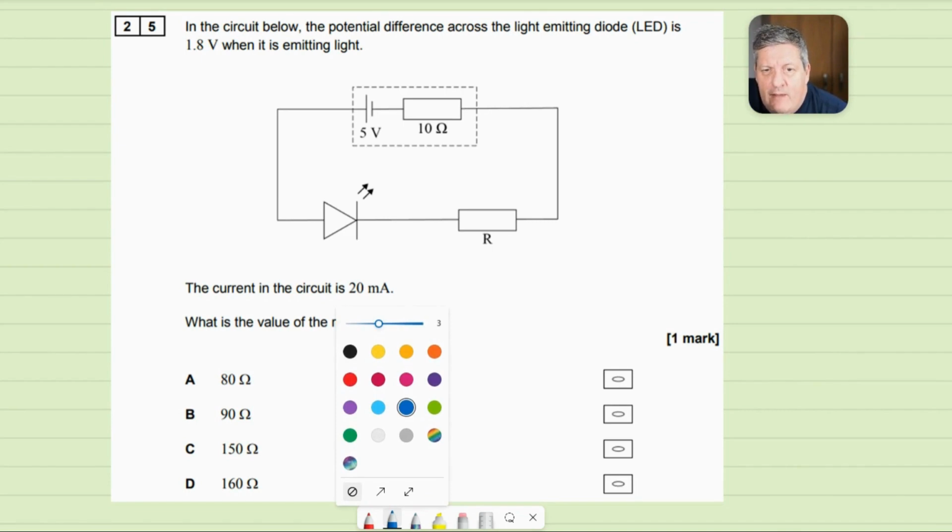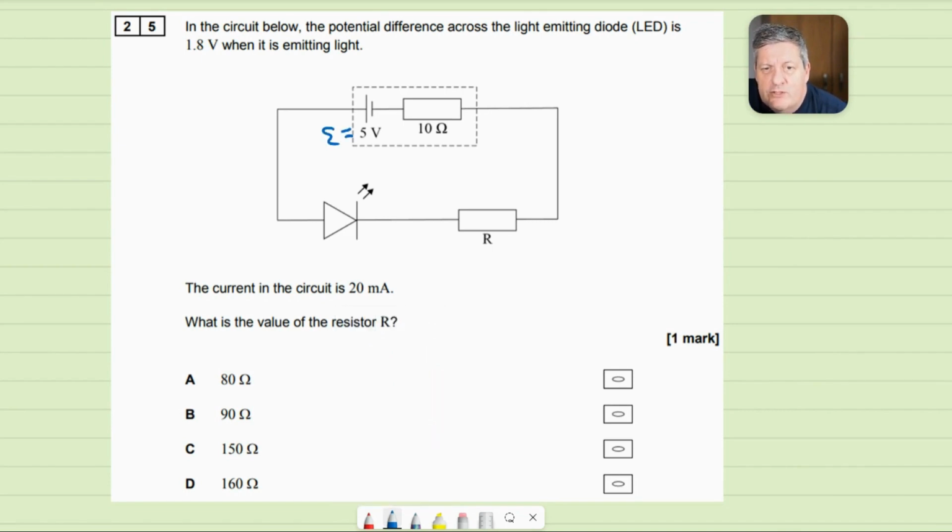We're given the EMF of the cell, which is 5 volts, and we're given the internal resistance of the cell, which is 10 ohms. We're also told that there's 1.8 volts potential difference across the LED, and we're given the current in the circuit, which is 20 milliamps. So it's a good idea to get everything onto the circuit diagram there, so it's all in one place.